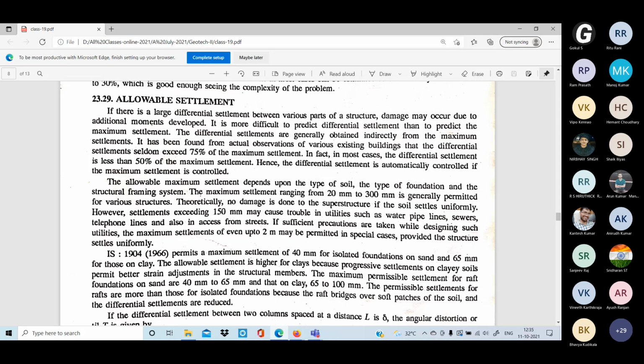If you recall what we have been discussing, today we'll wind up this chapter. Only the settlement part was left. Don't panic, I will go through this again. I covered it a little in a hurry last time, so we'll see what this allowable settlement is all about.